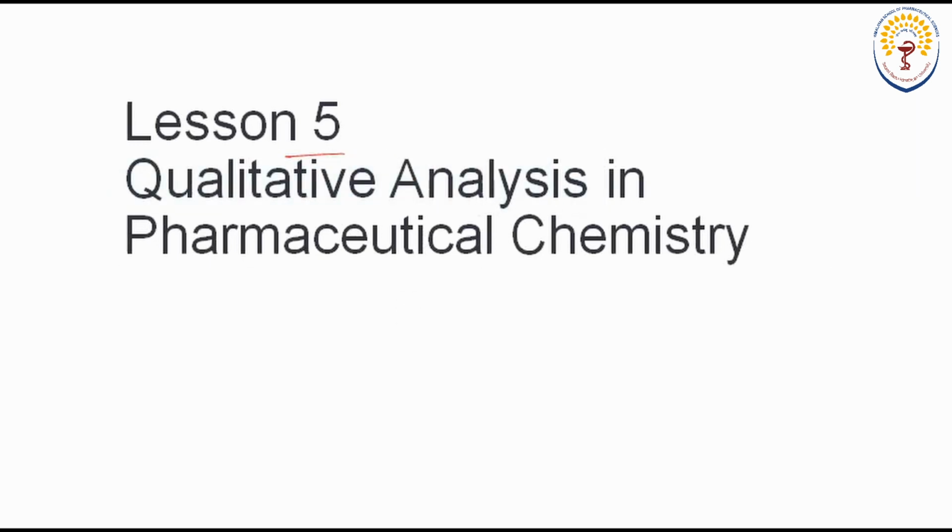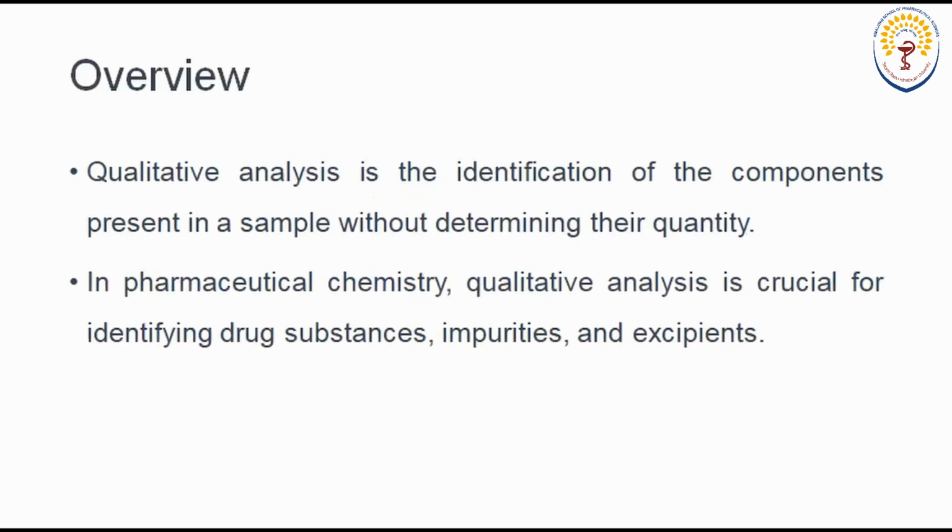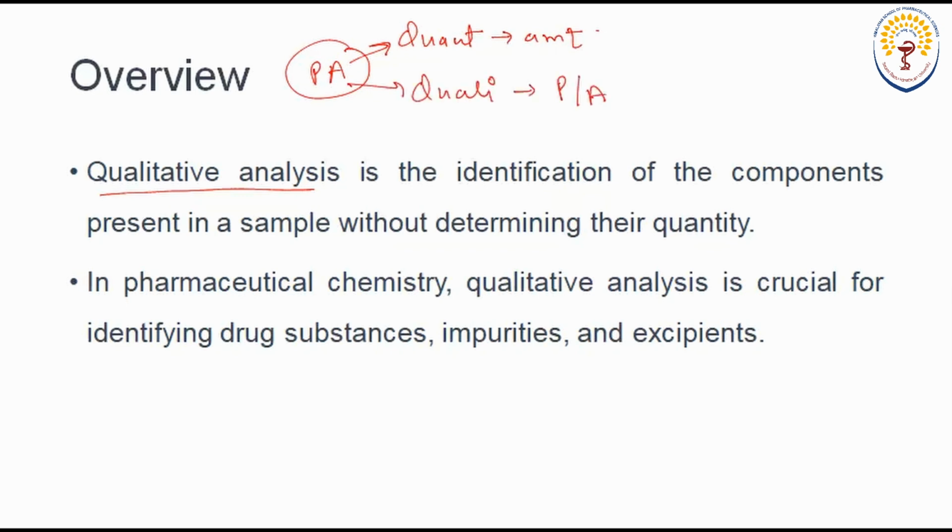So dear students, today we are going to study this chapter. Qualitative analysis and quantitative analysis are the two main aspects of pharmaceutical analysis, as I have already told. On one hand, quantitative analysis tells us about the amount of a substance in the sample; on the other hand, qualitative analysis will tell us whether something is present or absent. So we are just identifying the components in the sample. We are not concerned about the quantity of that substance.